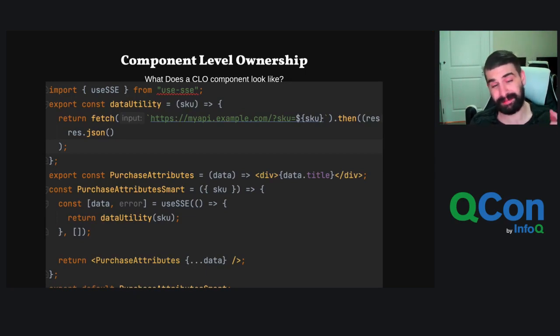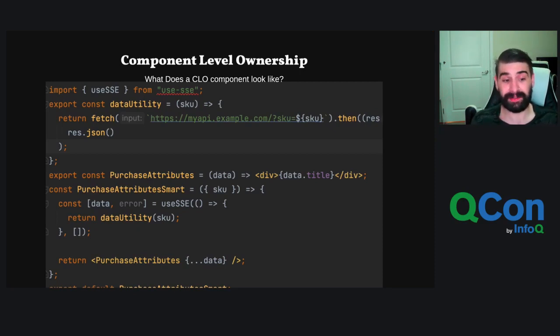The nice reason for having these things split up is maintainability becomes quite easy. If you want to know how purchase attributes works, all you need to do is go to the purchase attributes component, and you can easily find what feeds it data, how it works, what it accepts. And the last thing that I would export out of here would be the smart component, which is really just a combination of the data utility and the dumb component together.